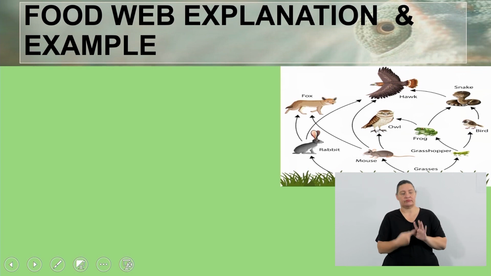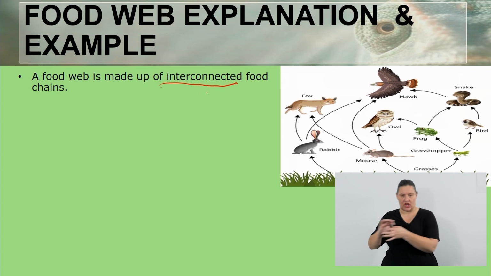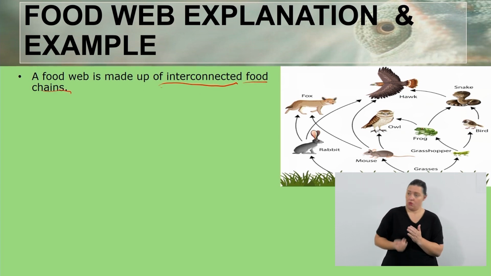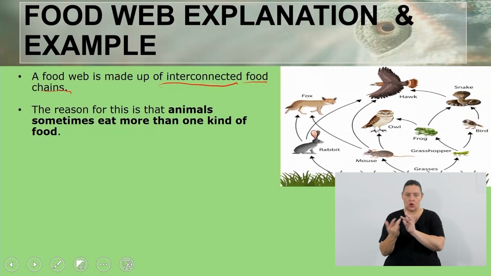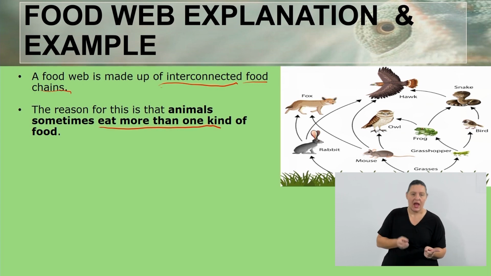Then we are going to move on to what food webs are. Right. So a food web is made up of interconnected food chains. A food web is not something new. It's just that now we started with a simple transfer of energy, which was a food chain. But now we have more than one food chain, and these are interconnected. The reason for this is that animals sometimes eat more than one kind of food.